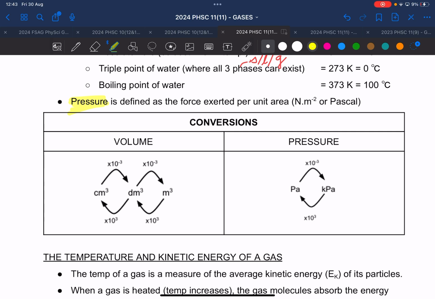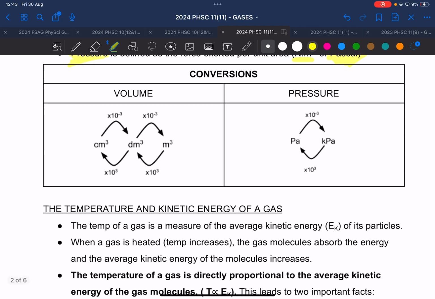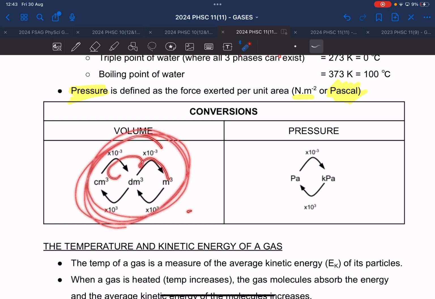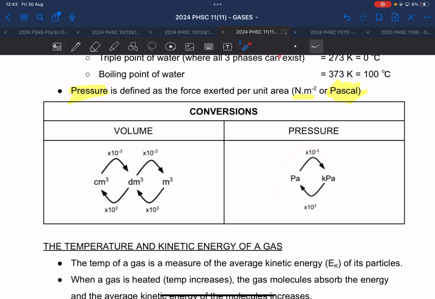Okay. Right. So pressure is when things collide, when they exert a force on one another. So that is either in newtons per meter squared or in Pascal. So we use Pascal to measure pressure. Okay, so you need to be able to convert the volume part because we're busy with working with gases. But you have done that, yes. And you need to transfer from Pascal to kilopascal and kilopascal back to Pascal.